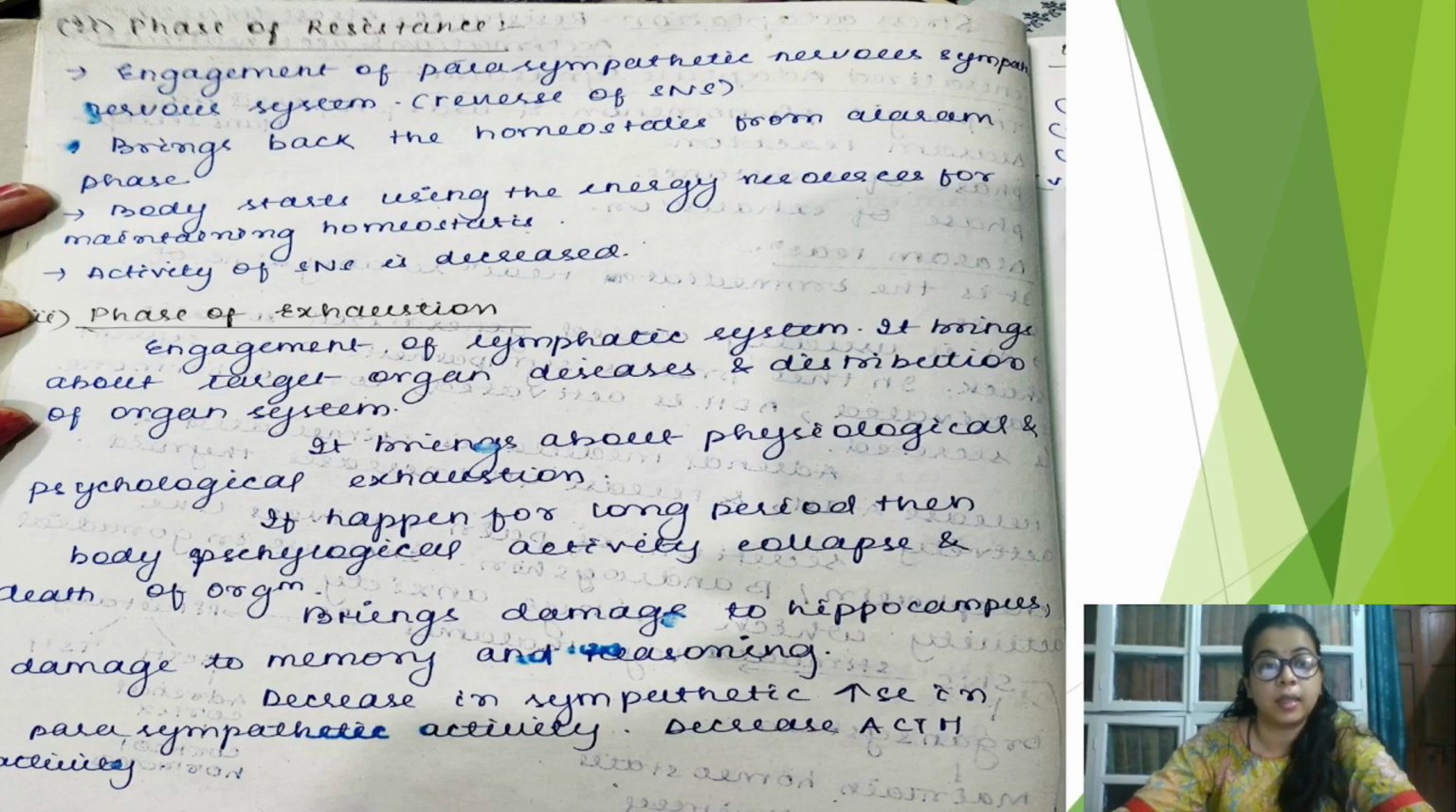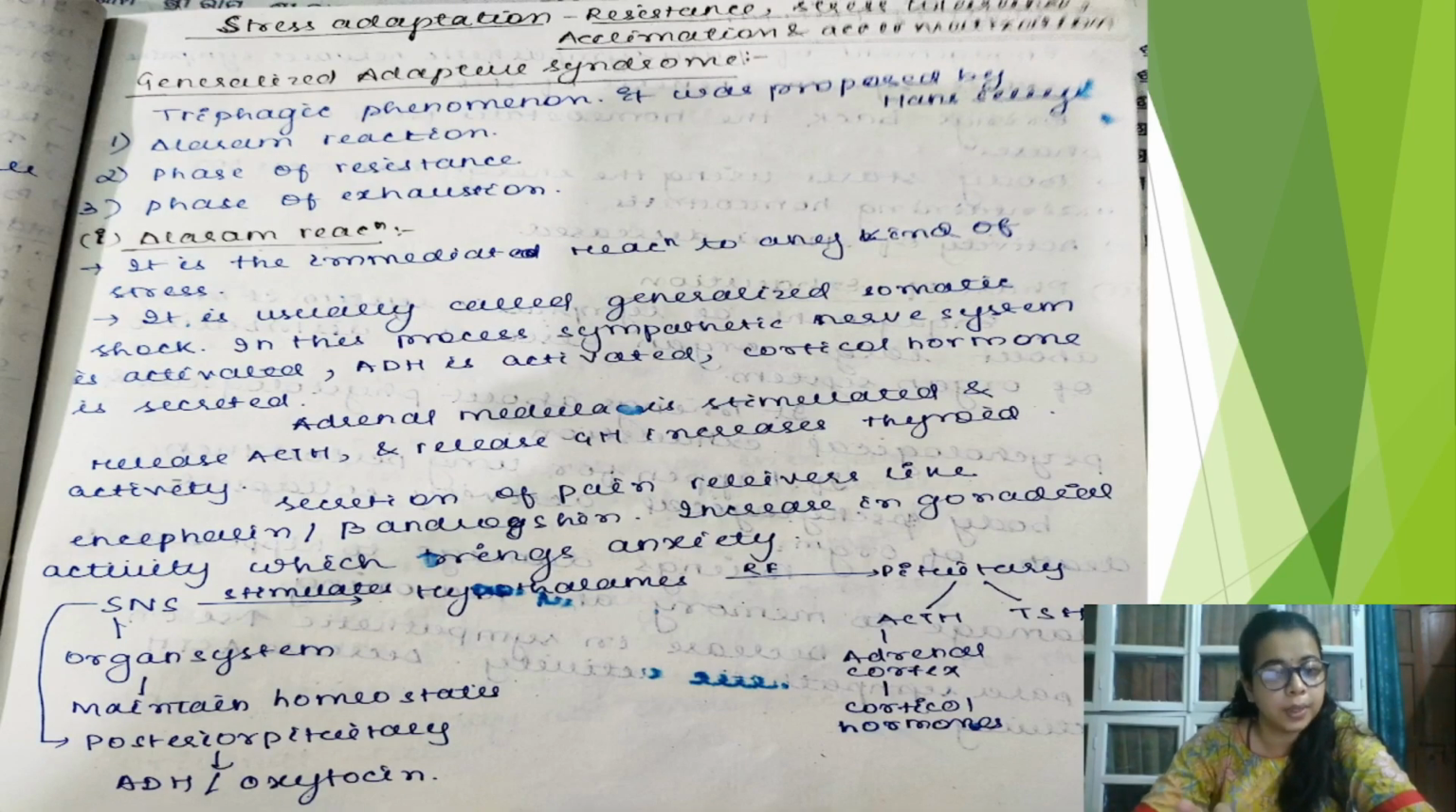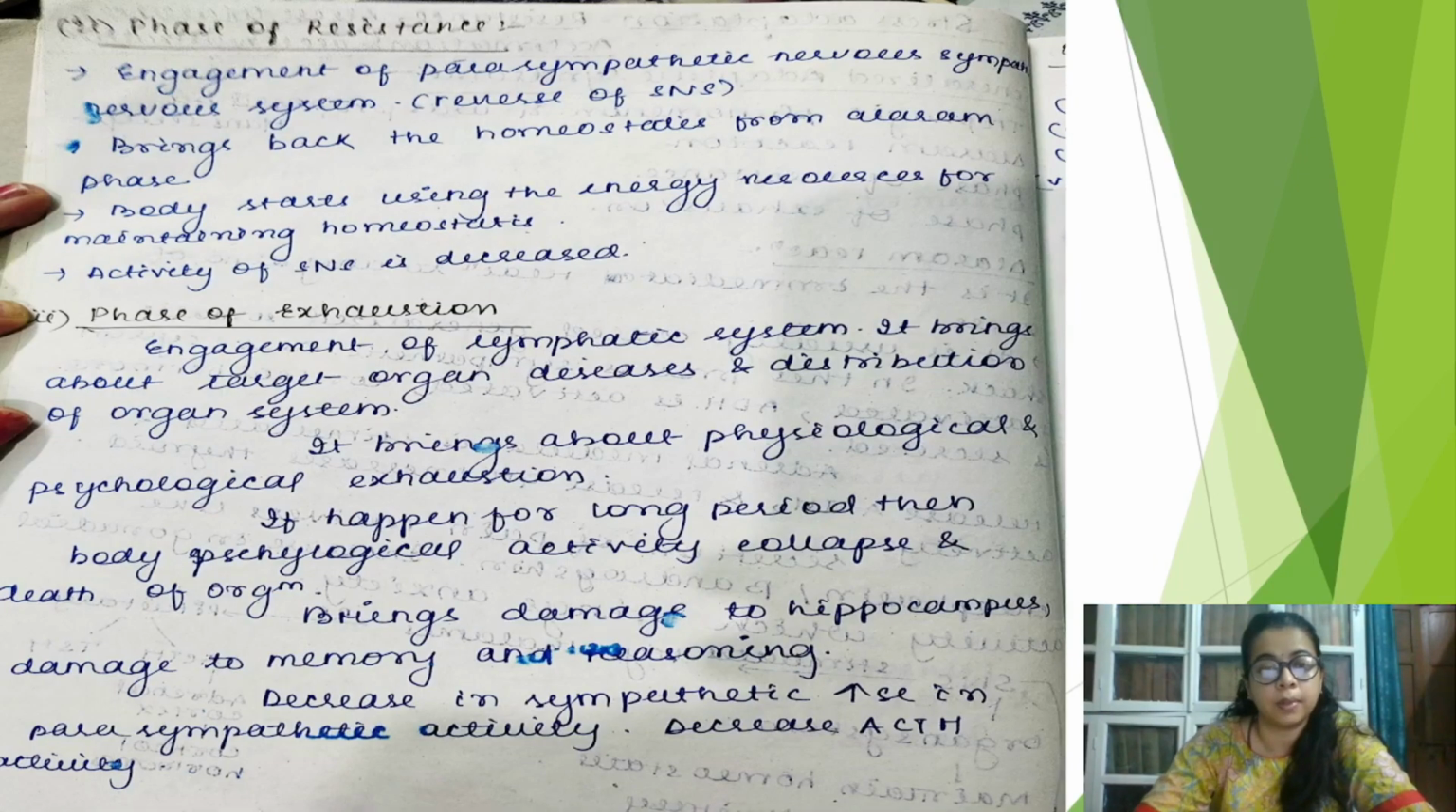Okay, second comes the phase of resistance, that is the engagement of the parasympathetic. This one was only the sympathetic nervous system. Next, the parasympathetic comes into place. We have already discussed in the first part of the stress biology how the sympathetic is responsible for the stress. But what does the parasympathetic do? It will bring the body back to the normal condition, that is the homeostatic condition.